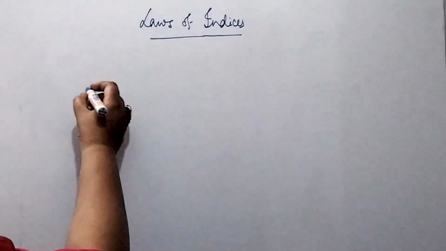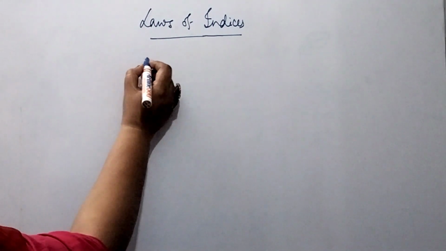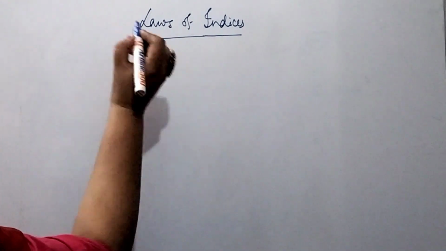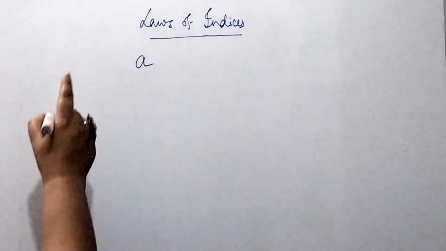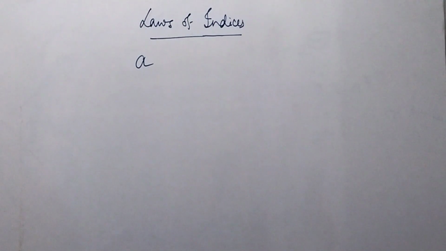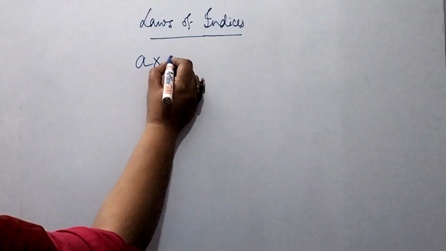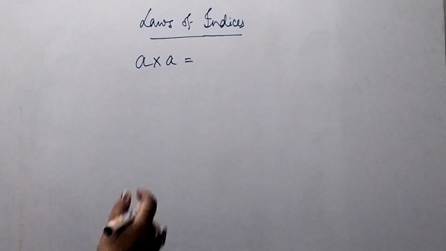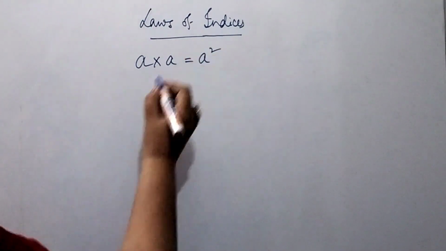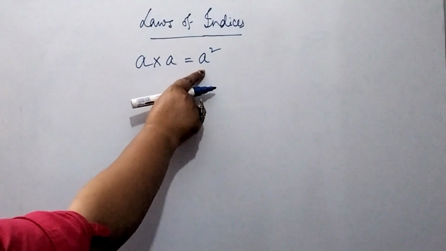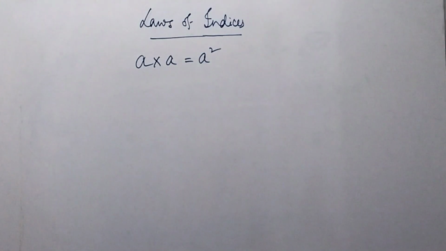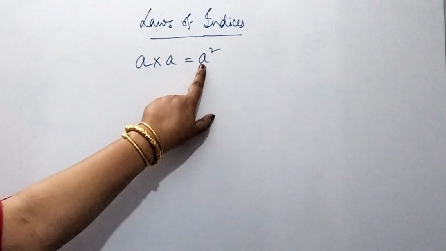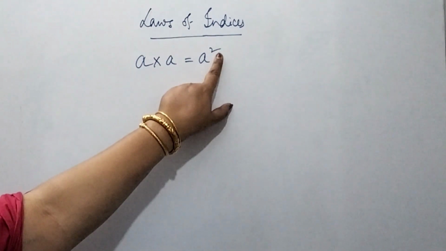Suppose I am considering a real number. I am taking it in the form of a variable a. Suppose a belongs to R, a is a real number. a into a. What will it give if I give you a into a? It will give you a squared. Now, this is the index form. Here we get this a as the base and 2 as the index.